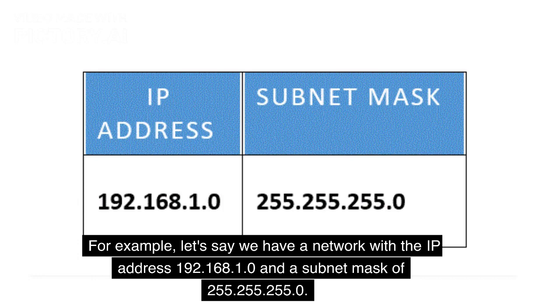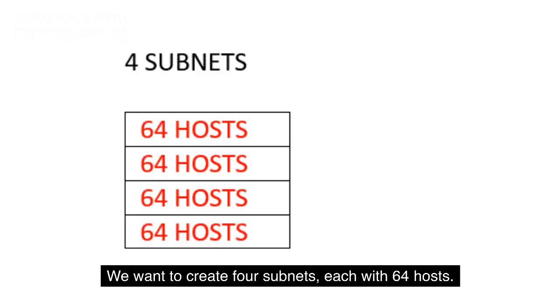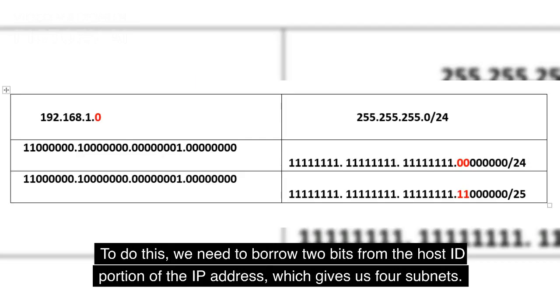For example, let's say we have a network with the IP address 192.168.1.0 and a subnet mask of 255.255.255.0. We want to create 4 subnets, each with 64 hosts. To do this, we need to borrow 2 bits from the host ID portion of the IP address, which gives us 4 subnets.